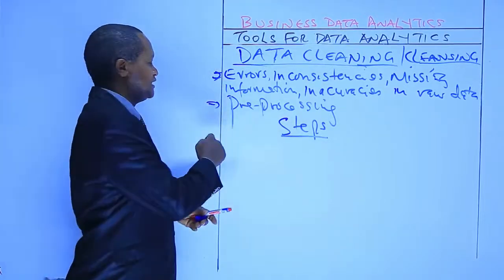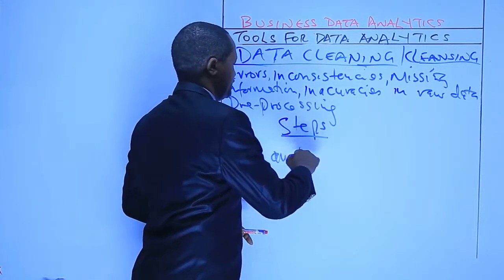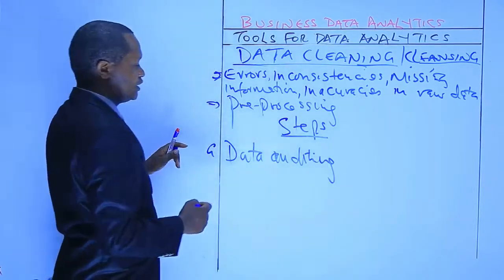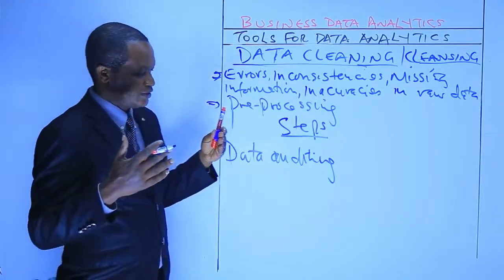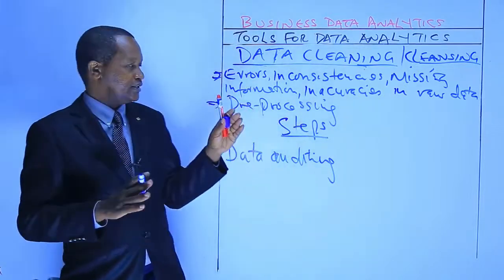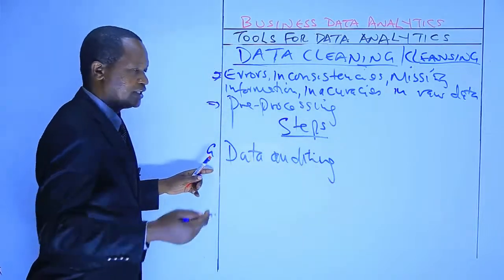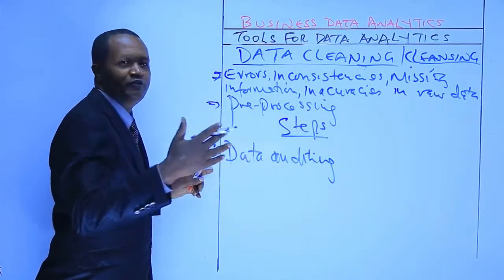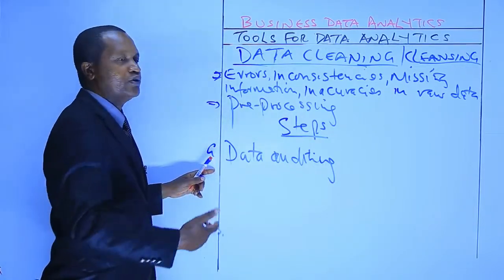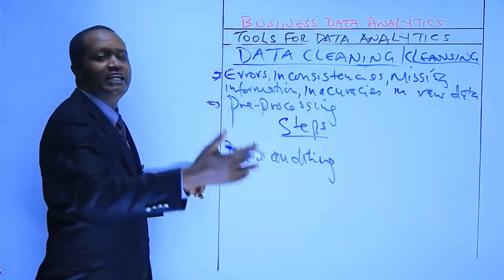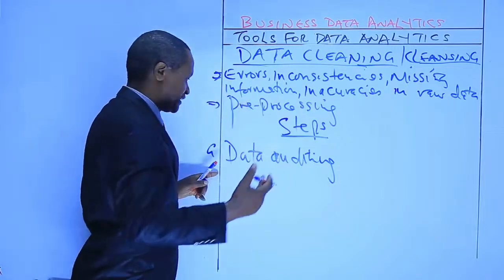And one step is data auditing. Data auditing. What is data auditing? Data auditing, candidates, is one of the important steps in data cleaning, which involves reviewing the data for completeness, reviewing the data for accuracy, reviewing the data for consistency, and identifying any missing or any duplicate or invalid data.